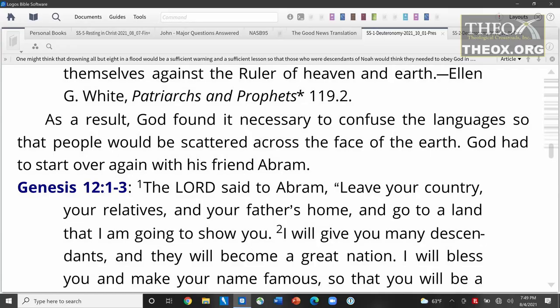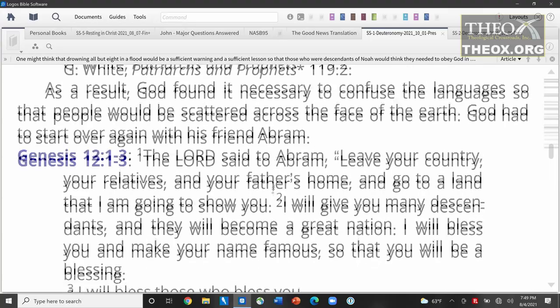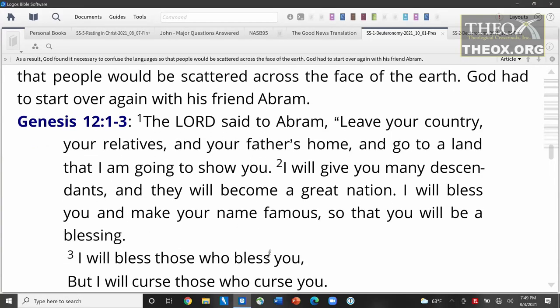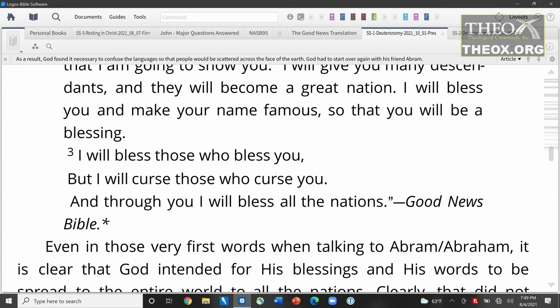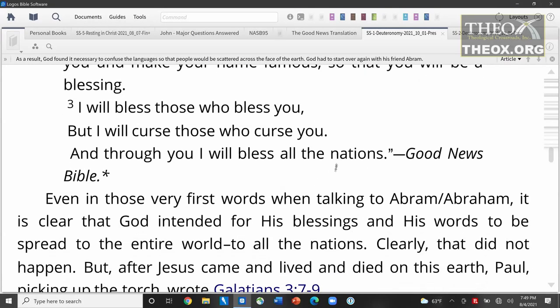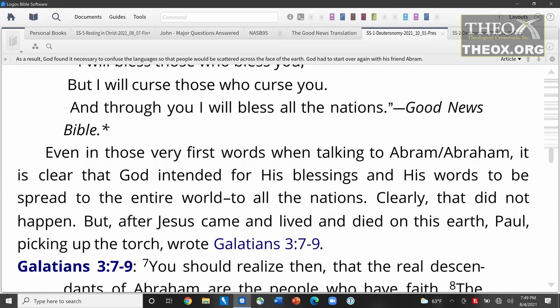You want to read us Genesis 12? Genesis 12, verses 1 to 3. The Lord said to Abram, leave your country and your relatives and your father's home, go to a land that I am going to show you. I will give you many descendants, and they will become a great nation. I will bless you and make your name famous, so that you will be a blessing. I will bless those who bless you, but I will curse those who curse you. And through you, I will bless all the nations. Okay. Good News Bible once again. I will bless all the nations.